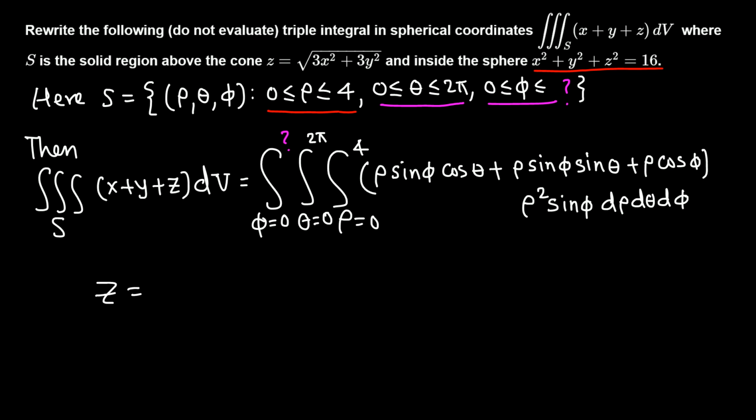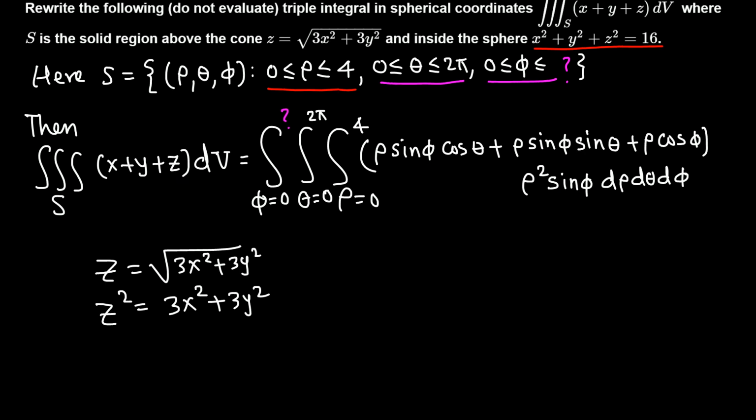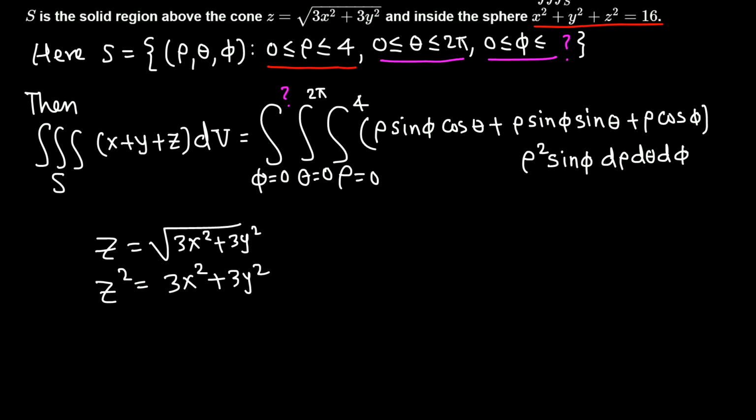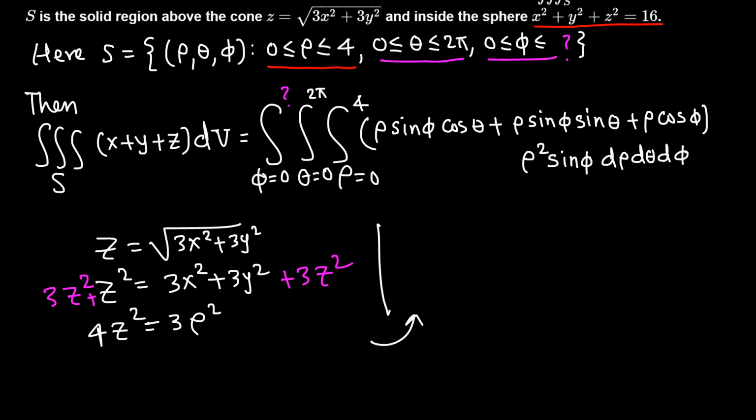We have the cone z equals root of 3x squared plus 3y squared, and we'll go above that. If we square both sides, we get z squared equals 3x squared plus 3y squared. We are trying to find this angle phi. We know x squared plus y squared plus z squared is rho squared, so let's add 3z squared to both sides. Then we have 4z squared equals 3 times x squared plus y squared plus z squared, which is rho squared, and we know z is rho cosine phi. So this is 4 rho cosine phi squared.